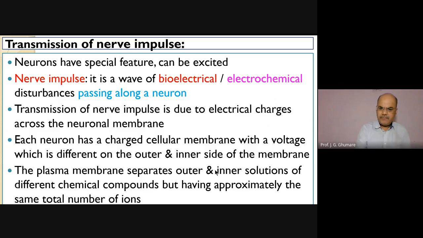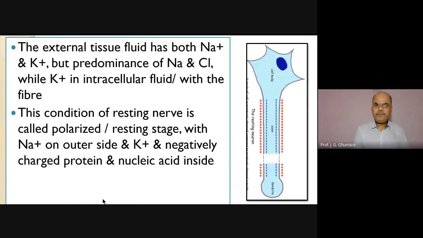The plasma membrane will separate outer and inner solutions of different chemical compounds, but having approximately the same total number of ions, remember. So if 100 positive ions are present outside, 100 negative ions will be present inside, remember. That way the charge will be balanced, remember. Okay. Now, how the charges are developed, for that I am giving here in detail. The external tissue fluid has both sodium and potassium, but predominantly sodium, remember. So the outer side will have more sodium, and definitely that will produce a positive charge outside, remember.